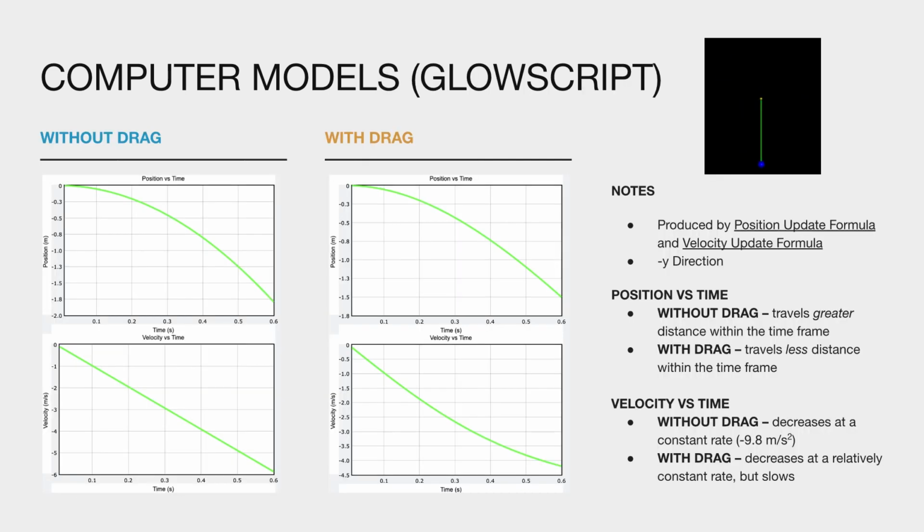It's difficult to compare the animated models produced, but the differences can be seen with the corresponding position versus time and velocity versus time graphs. While both graphs follow a similar curve for the position versus time graph, you can see that the object travels a greater distance within the time frame when drag is neglected. In the velocity versus time graphs, you can see that without drag, velocity decreases at a constant rate. However, this is not the case for the model with drag.